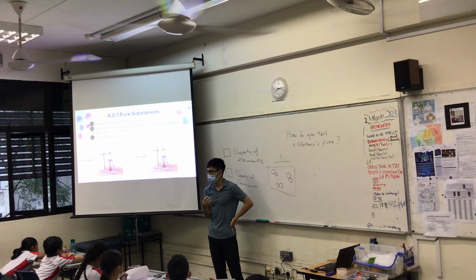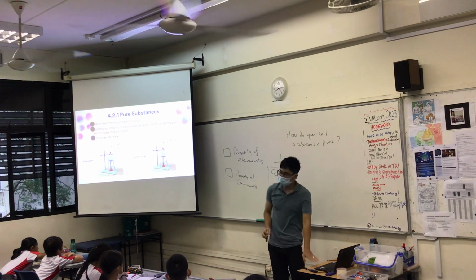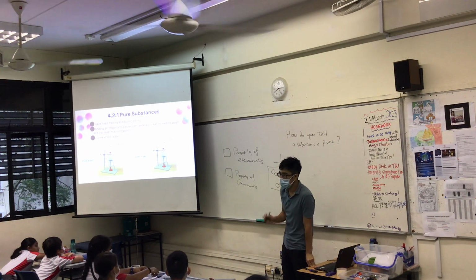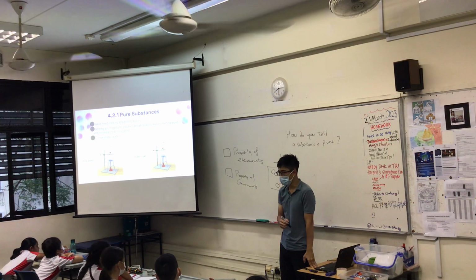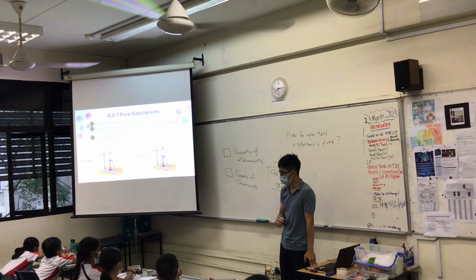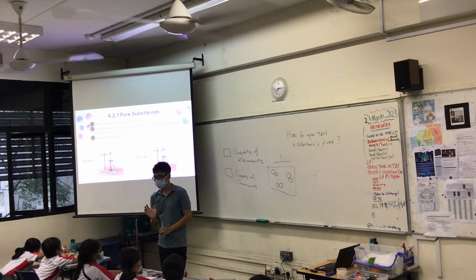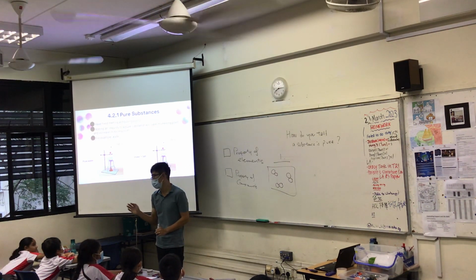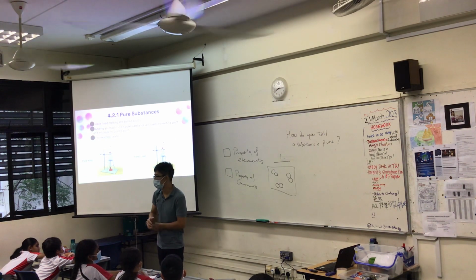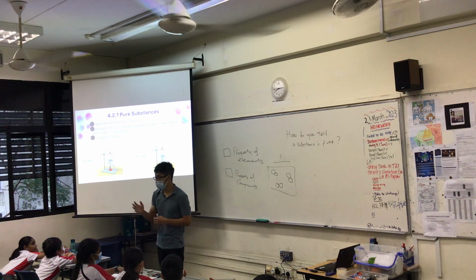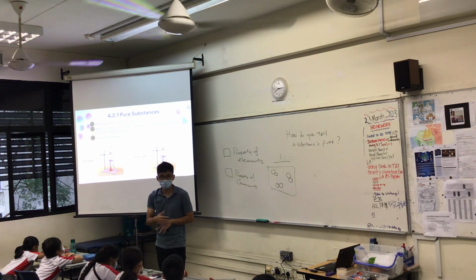Well, scientists can conduct experiments to tell if it's pure. How do we tell if something is pure? You check for its, okay, you learned this in primary school, melting and boiling point. Melting point is the point at which something melts from a solid to liquid. What is the boiling point? Liquid to gas. Okay, so how do you tell if something is pure or not?